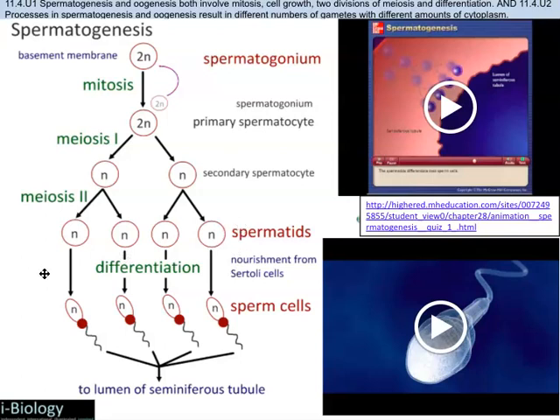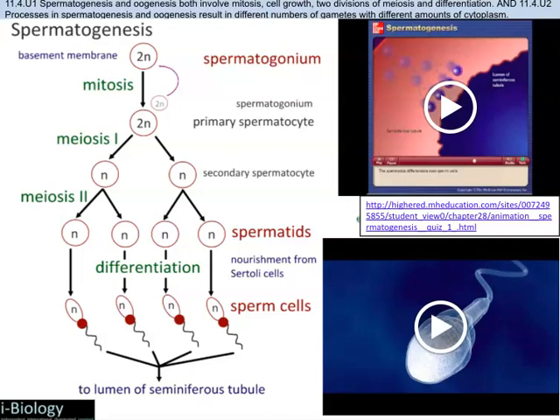Those spermatids are almost full-fledged sperm cells or spermatozoa at that point, but they do need some extra nourishment from those Sertoli cells that we talked about before in the seminiferous tubules, and that's going to help them to continue their differentiation into full-fledged sperm cells, which are then released into the lumen of the seminiferous tubule and can then go to the epididymis, right, that stores the sperm cells, and then through the vas deferens, which is the sperm duct that carries the sperm out.